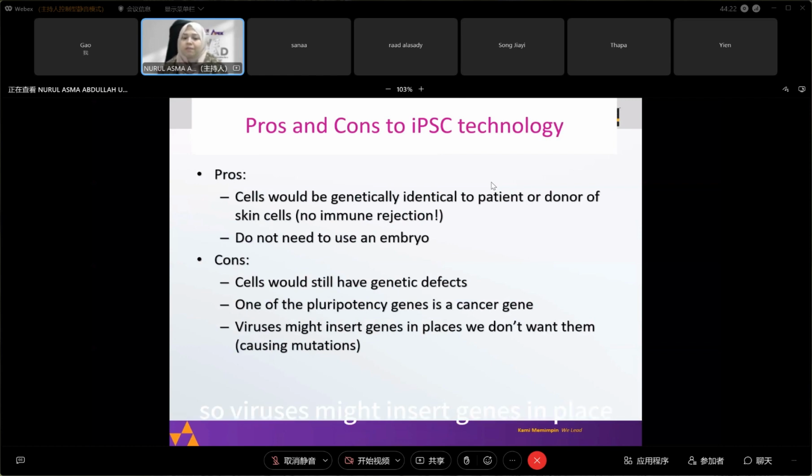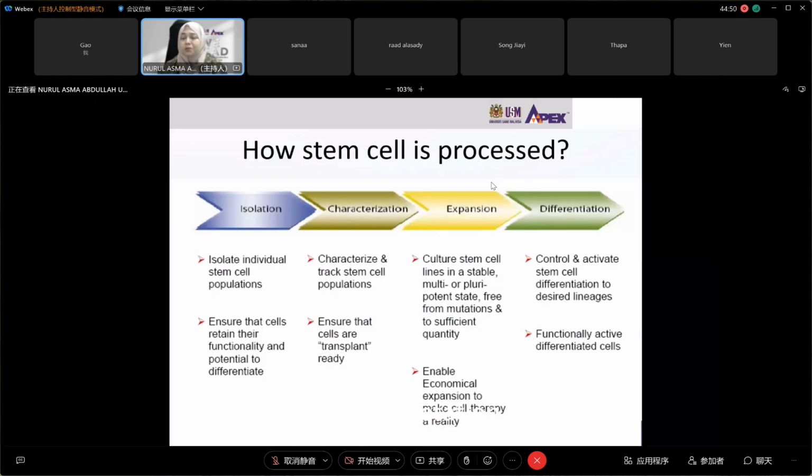Viruses might insert genes in places we do not want them, causing mutation. When you do culture in the laboratory system, you don't know what infected your cells. It might carry some sort of infection with virus or fungus. So there will be some inserted genes from the environment that cause mutation.